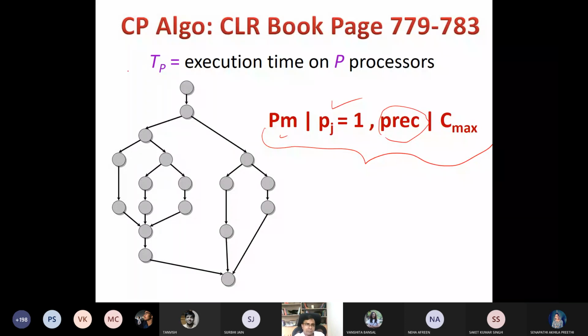And this term, TP, execution time on P processors, we have also used earlier. Suppose you want to execute on P processors. So in this case we are saying P processors. So TP is the execution time on P processors.